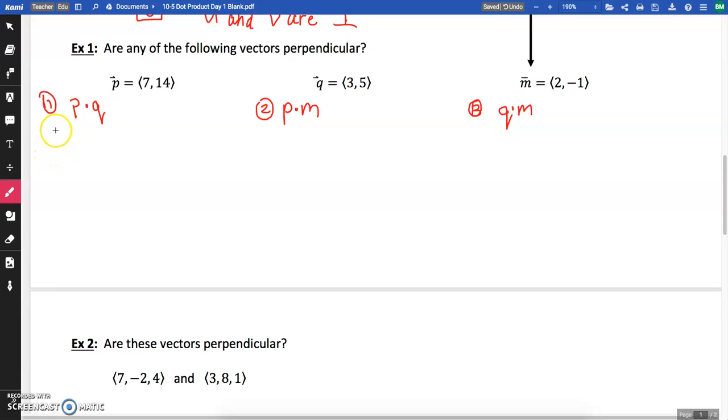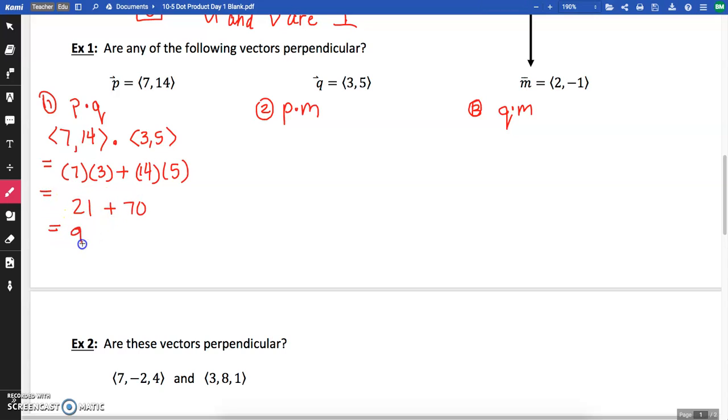So p dot q, we're doing 7, 14 dot 3, 5. So we're going to multiply the pieces together, 7 times 3, and then add them, plus 14, whoops, times 5. So we get 21 plus 70, which equals 91. So we did not get 0 for the dot product. So to answer the question, we're going to say no, these ones are not perpendicular.